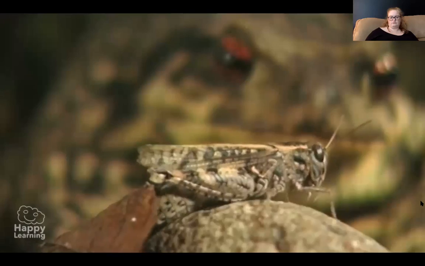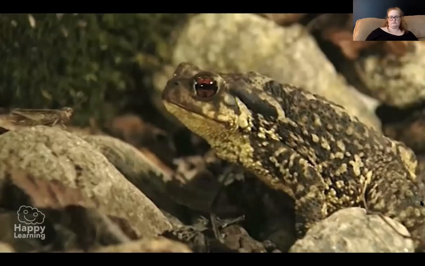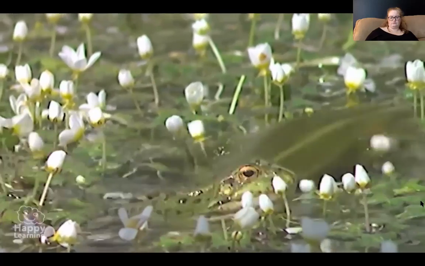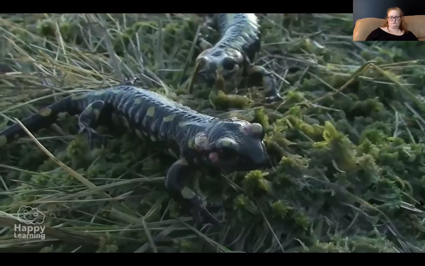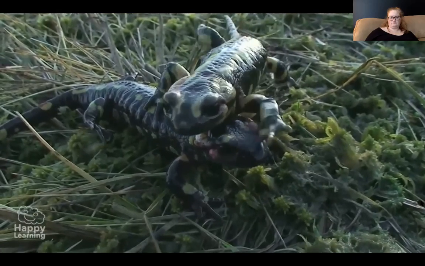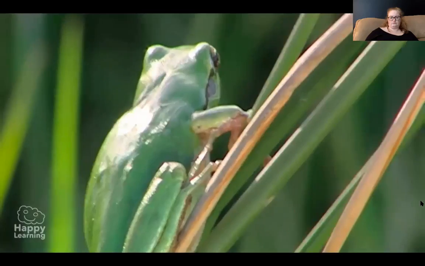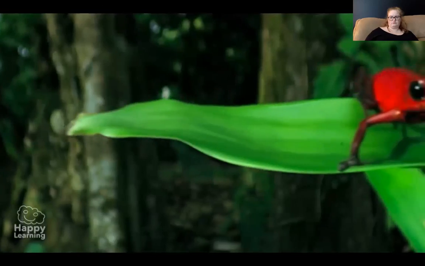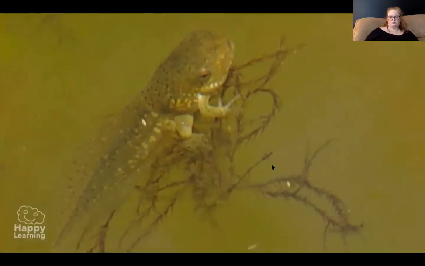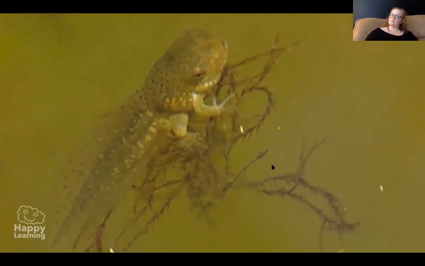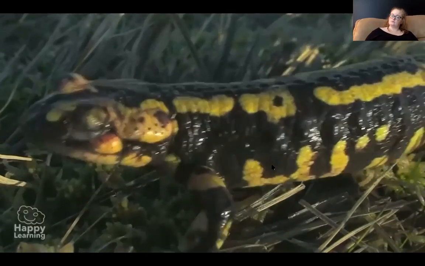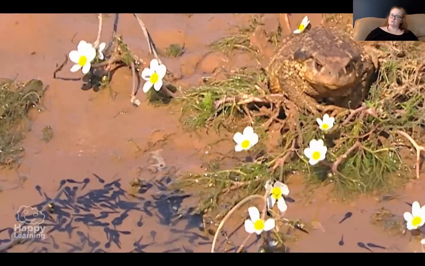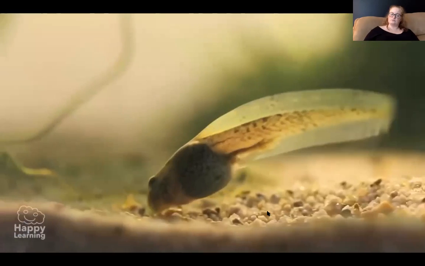Some have a long, sticky tongue they shoot out to capture prey. Aren't amphibians fascinating and also a bit strange? So let's remember the most important characteristics. Amphibians are vertebrates. They're oviparous. In the early stages of their life, they live in water as larvae.